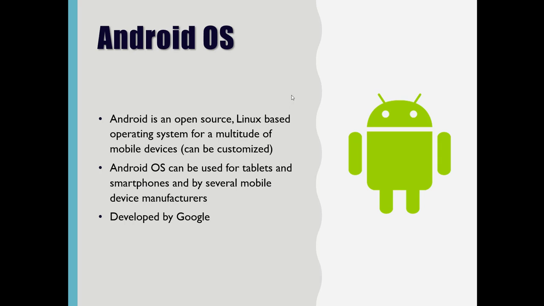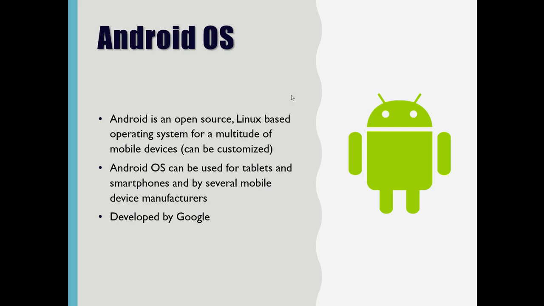Android. So the most popular operating system on the planet is actually Android, because there are so many mobile devices that use Android. Now, Android is different. It's not proprietary, meaning you can install Android on pretty much any hardware that you want to. And a lot of people are able to customize the Android operating system specifically for their phone because it's free. Open source means it's free. It's a Linux-based operating system for a multitude of mobile devices.